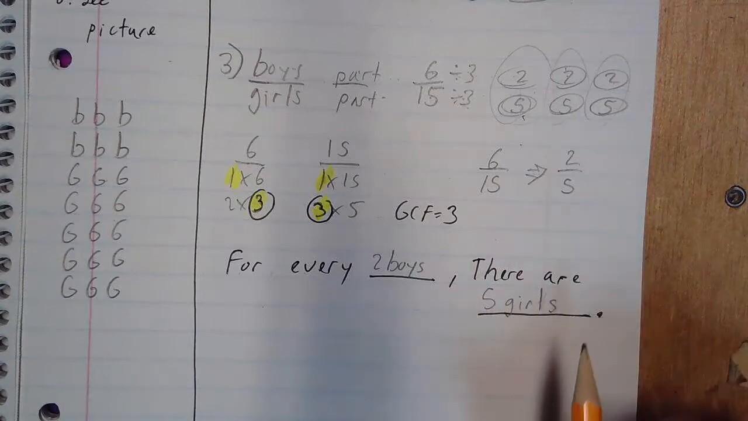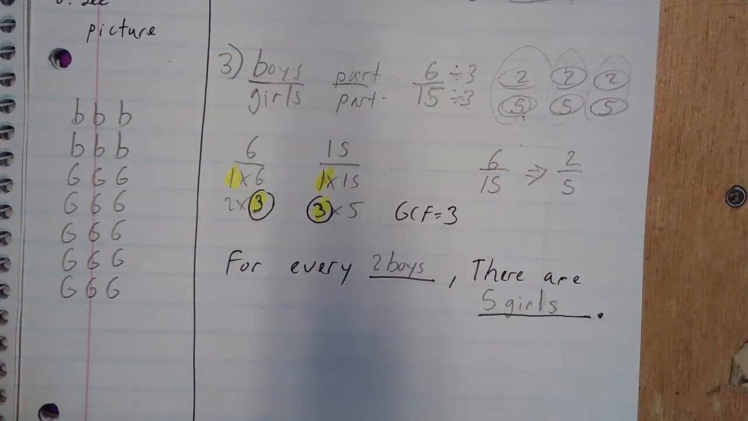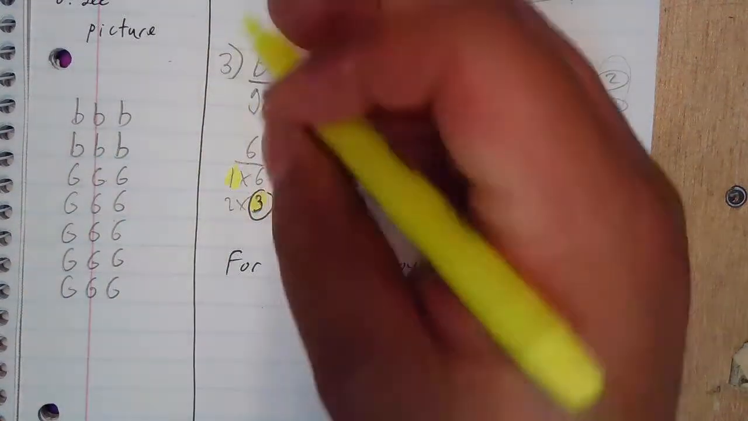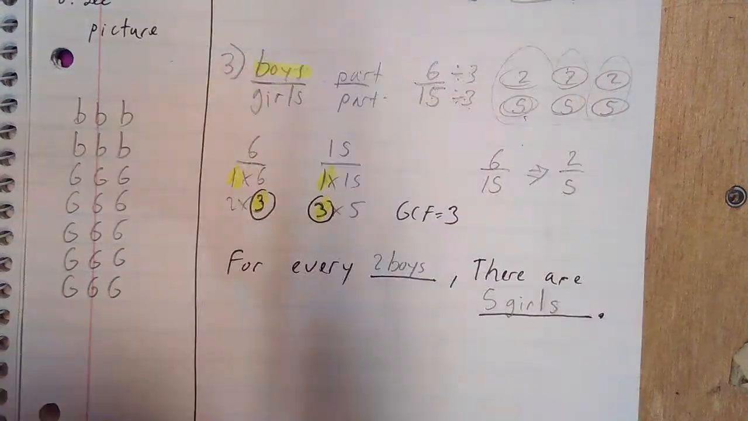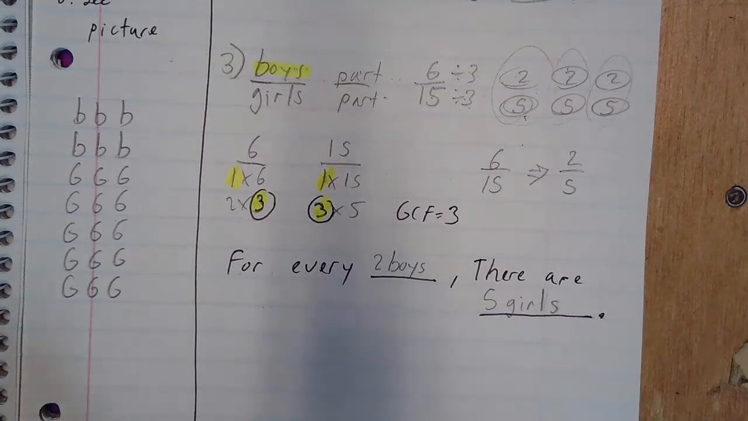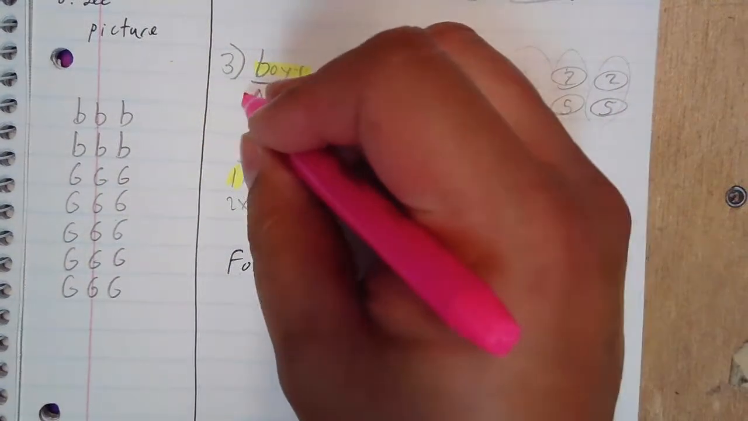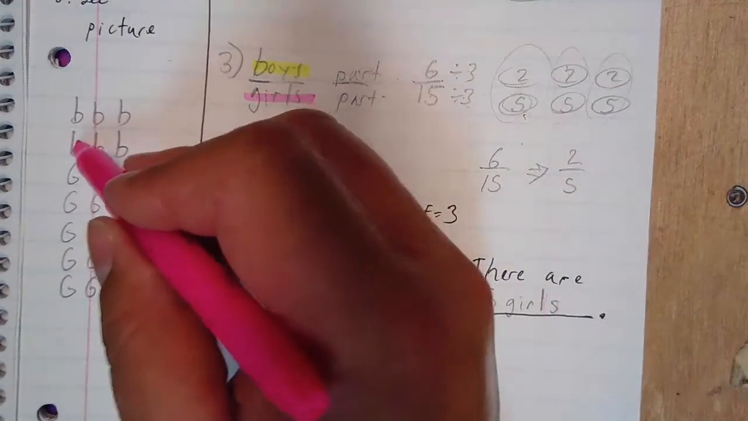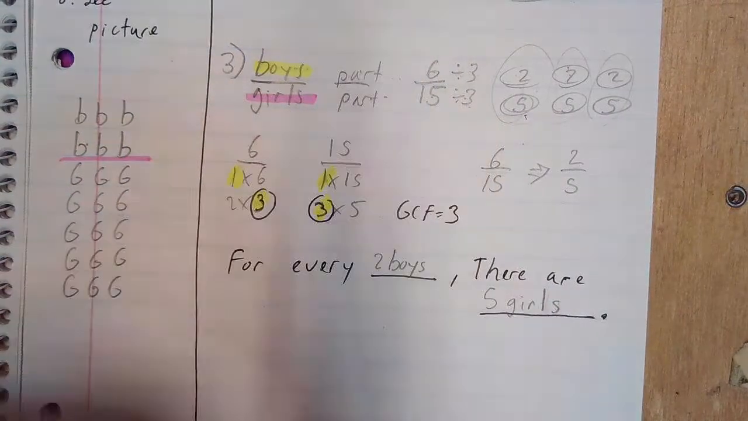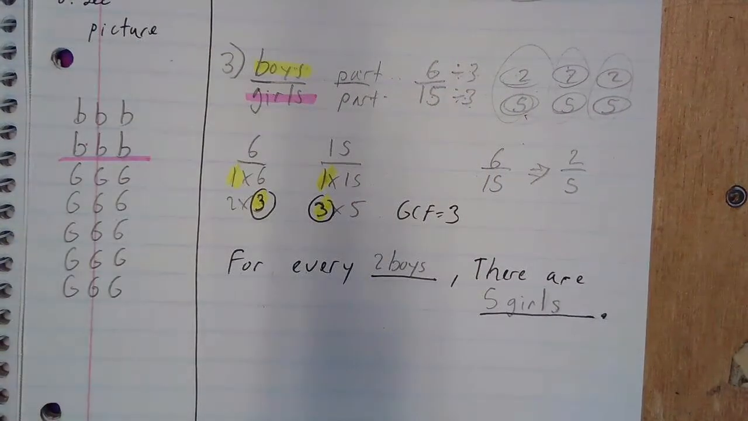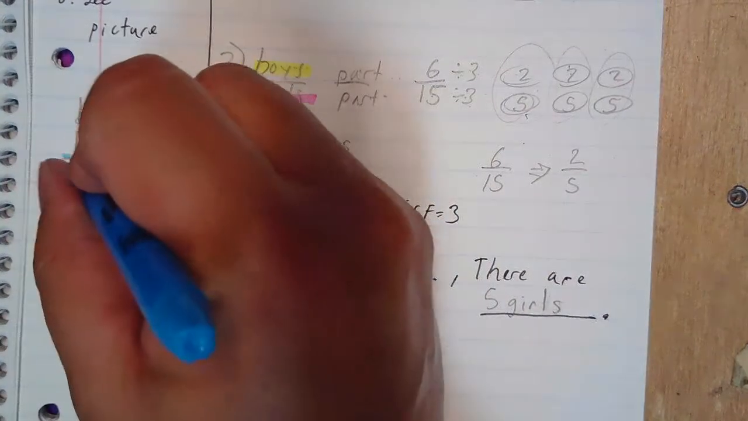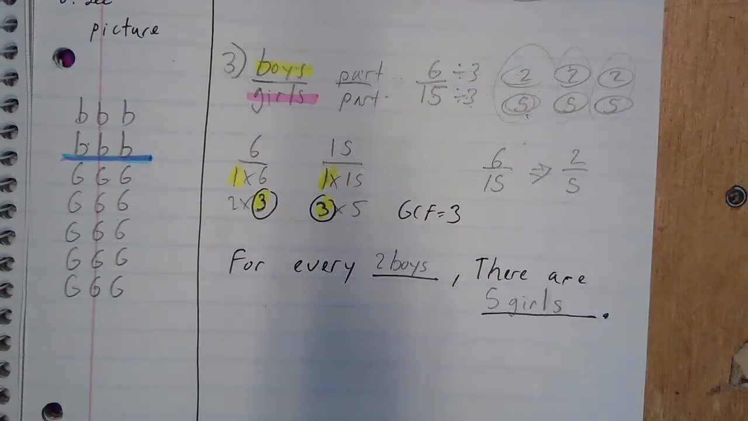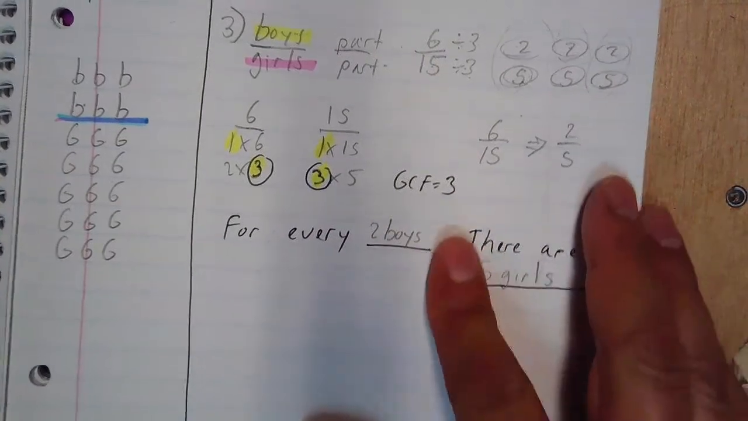All right. Boys to girls. Boys to girls. I have 6 boys. Let me use a different color. This might be more confusing. And 15 girls. See for yourself that it is 2 to 5.